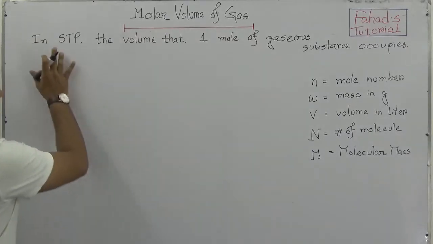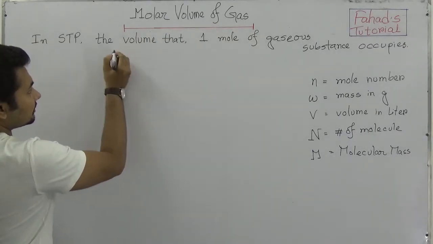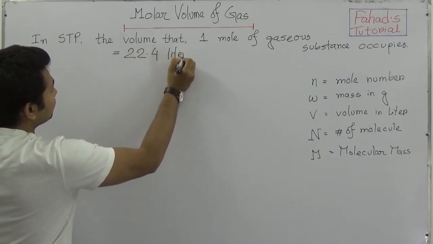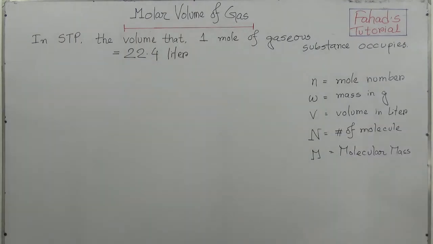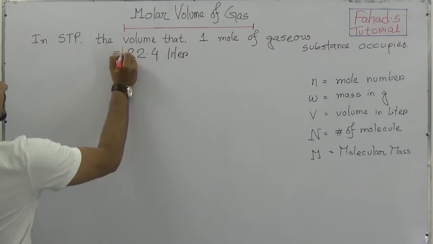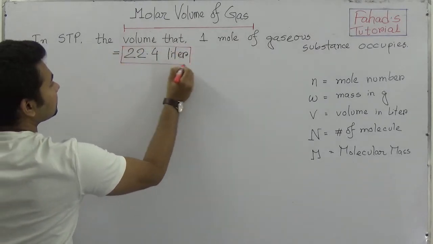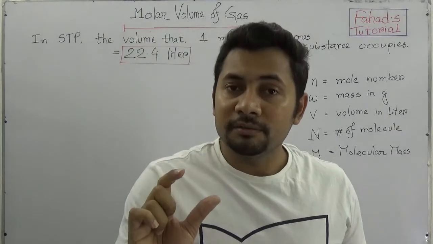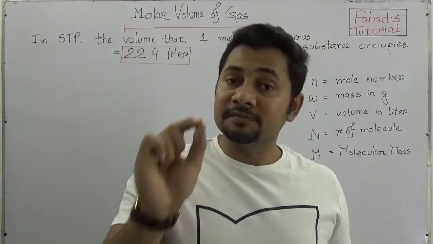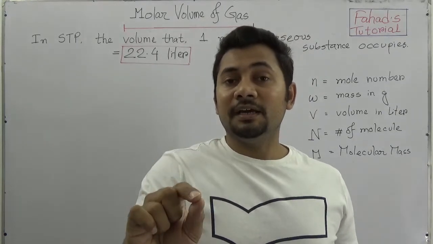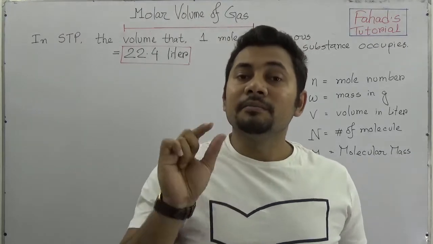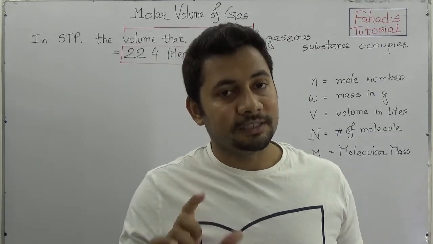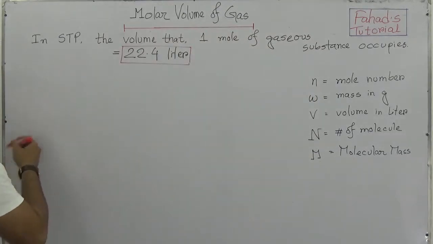Usually in STP the molar volume is 22.4 liter. So we need to think about it. This 22.4 liter is our ideal value of this class. We need to memorize that the molar volume of any gas in STP, this is very important, it must be mentioned, that in STP the molar volume of any gaseous substance is 22.4 liter.